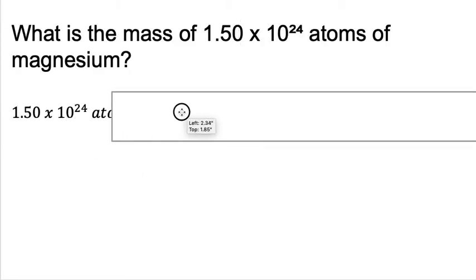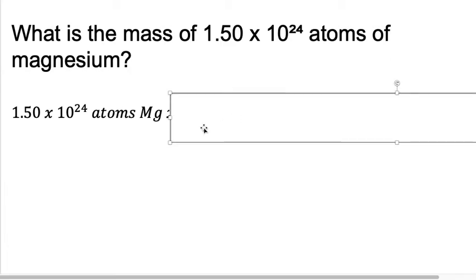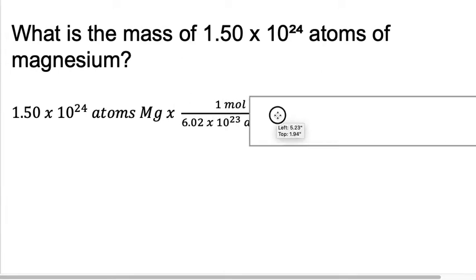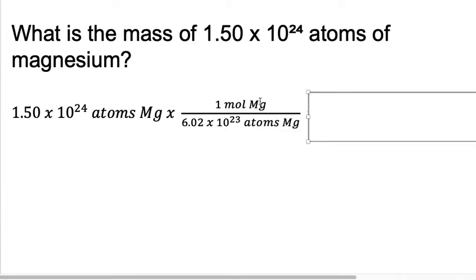All right, so write down what we've got to start out with. We're starting out with 1.5 times 10 to the 24th atoms of magnesium, just writing out your given information, including the units. When I do that, I know that on my next step, atoms of magnesium are going to be down here in the denominator, and the units that I want to convert it into, which is going to be moles, will be on the top. So let's take a look at that. We've got moles of magnesium on top, atoms of magnesium on the bottom. It's 6.02 times 10 to the 23rd atoms per mole.